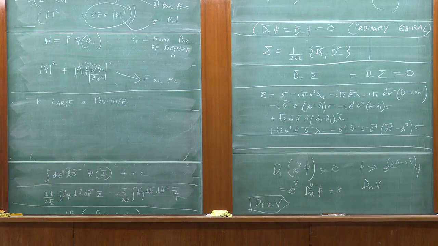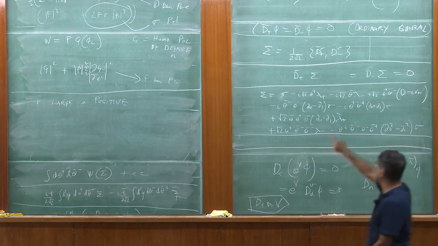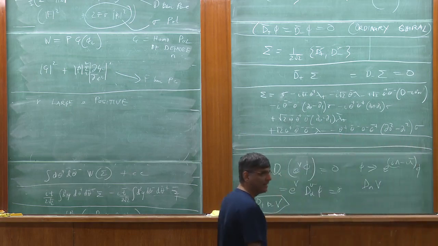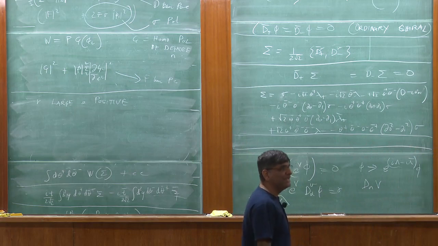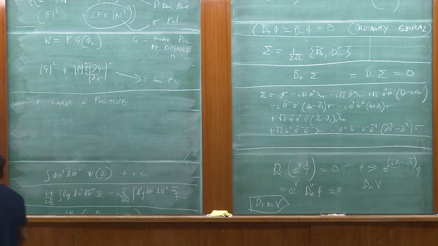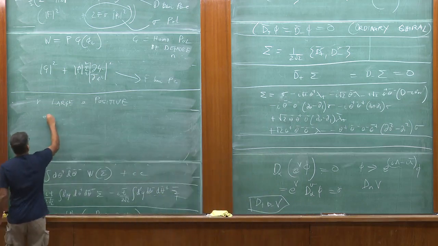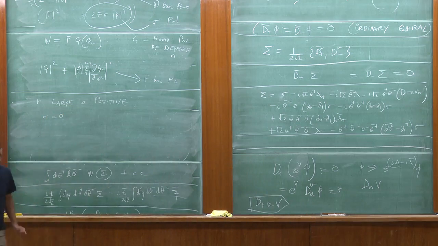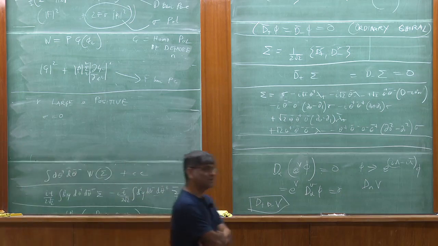But if even one of the phi i's is large and positive, then from the sigma term in the potential, the only way that that is going to be 0 is if little sigma is equal to 0. So we make our first conclusion: sigma is equal to 0. Now let's turn to the F term part of the potential. The F term part of the potential requires, to start with, that G is equal to 0.